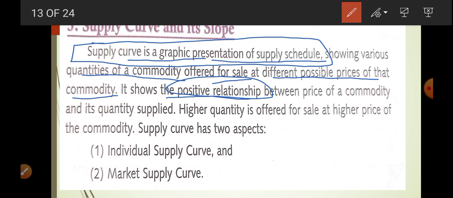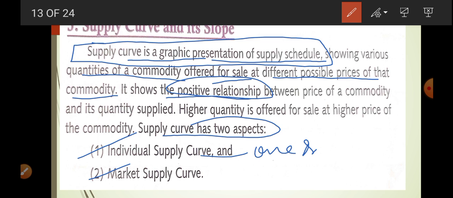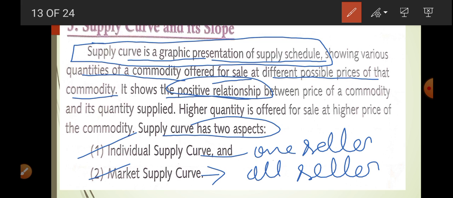Now, the supply curve is also of two types, individual and market. The same sense applies here: one is related to one seller and the other is related to all sellers. The individual supply curve is the graphical representation of the individual supply schedule. The market supply curve is the graphical representation of the market supply schedule.